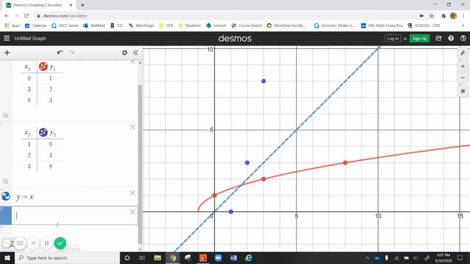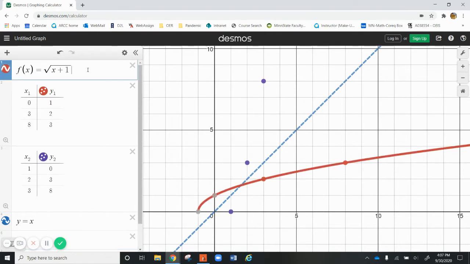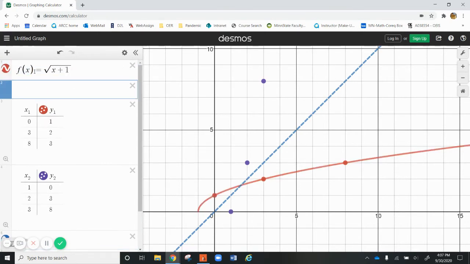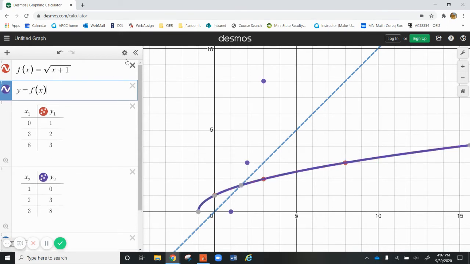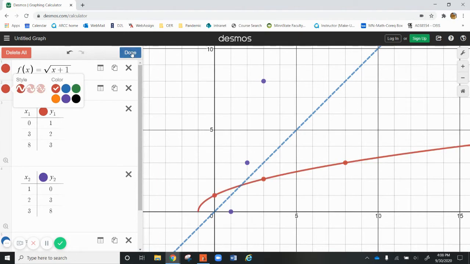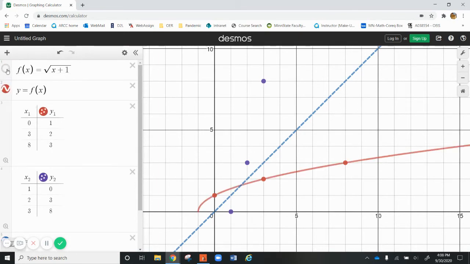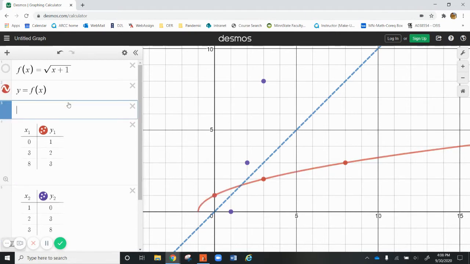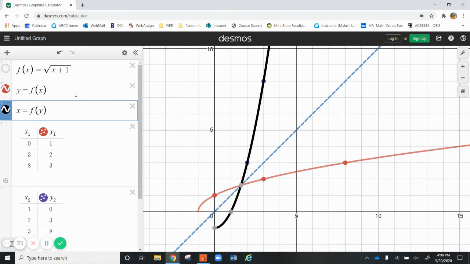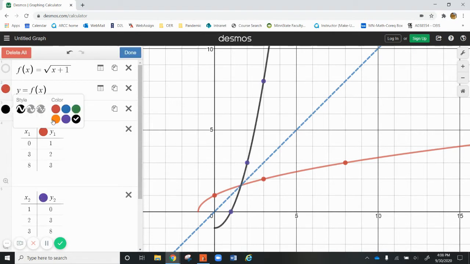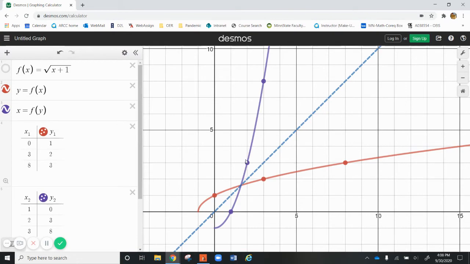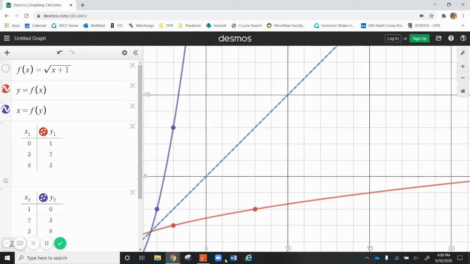So how can I graph the inverse? Well, right now, up here, I defined f of x. So y equals f of x is this graph. Let's make it red again so that it agrees. Okay, so that graph right there is the same exact graph plotting through those points. If I want Desmos to give me the graph of f inverse, all I have to do is write x equals f of y. That's all you've got to do. And let's make it purple. X equals f of y. So there it is. That is the graph of the inverse.